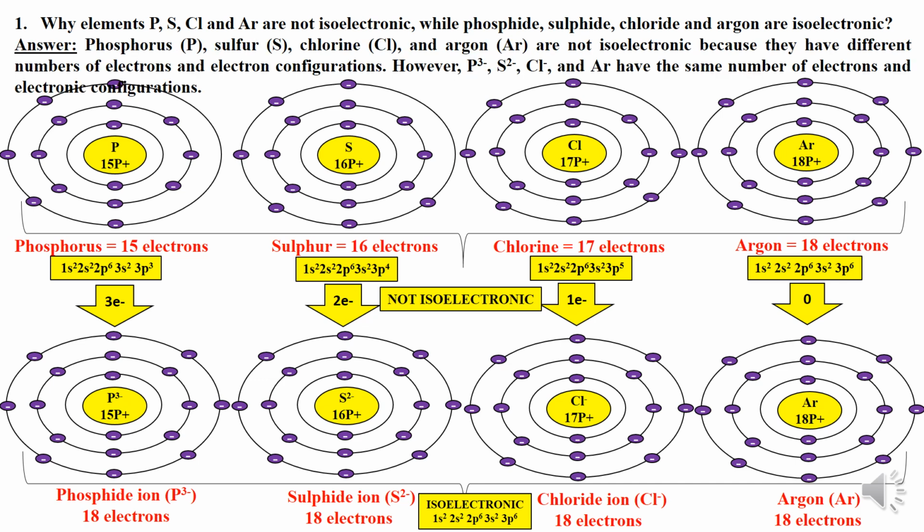So phosphorus, sulfur, chlorine and argon are not isoelectronic because they have different numbers of electrons, while phosphide, sulfide, chloride and argon have the same number of electrons and electronic configuration. That is why they are isoelectronic.